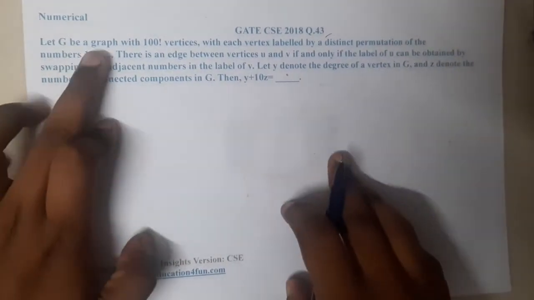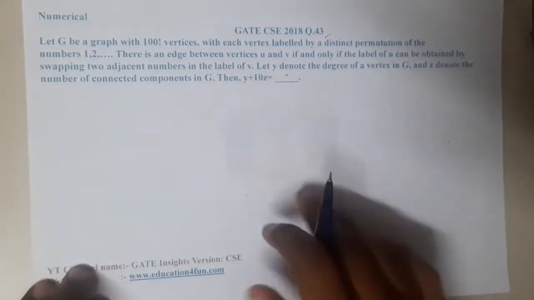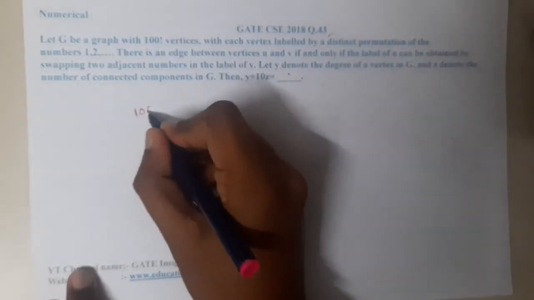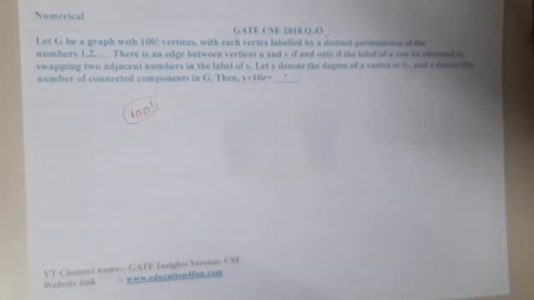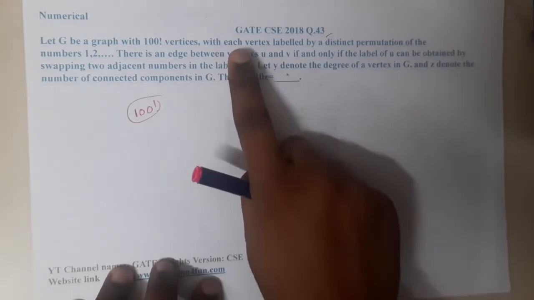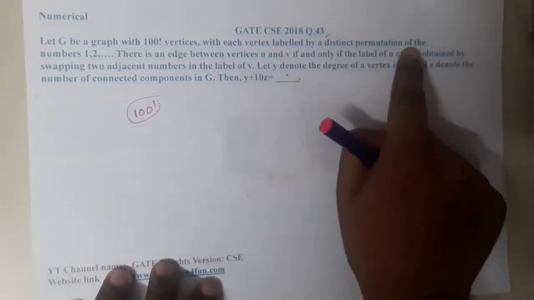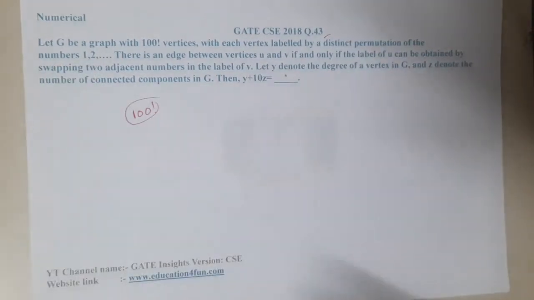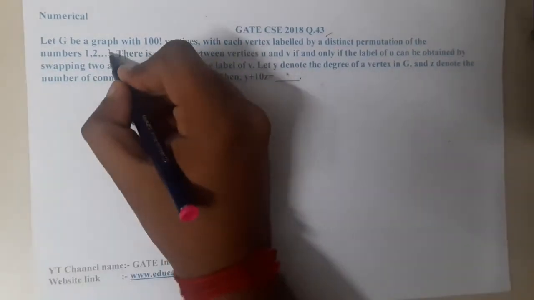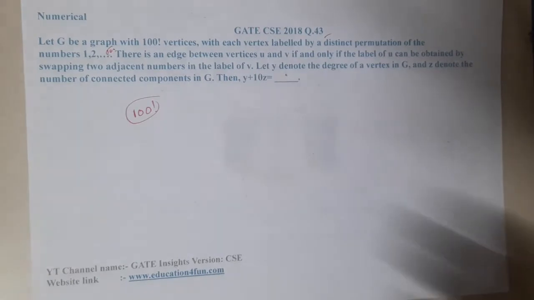So let G be a graph with 100 factorial vertices. Can you imagine the value of 100 factorial? It will be really large. With every vertex labeled by a distinct permutation of the numbers 1, 2, 3, 4, 5, 6 and so on up to 100.